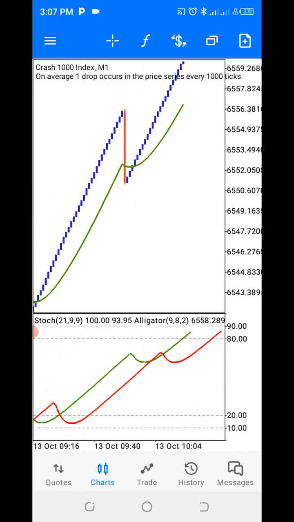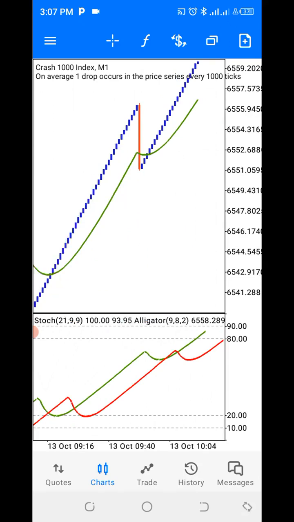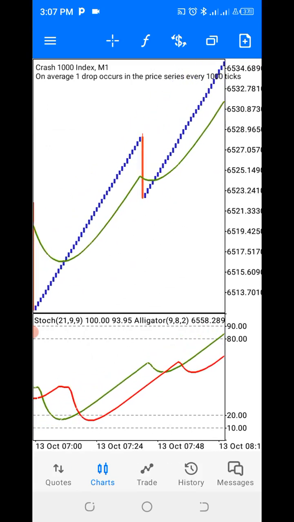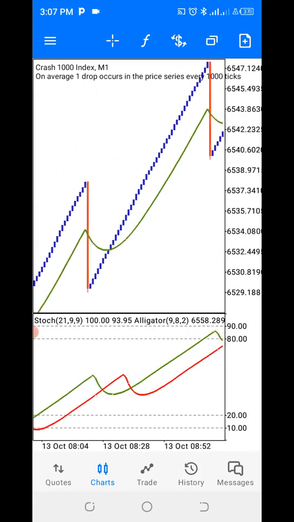We're going to be using 3 indicators for the strategy. Let me walk you through how the strategy works. So we all know that for Crash 1000, when we talk about scalping, that means we're going to be buying Crash 1000 and selling Boom 1000.